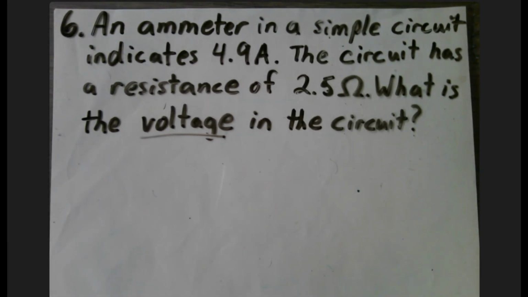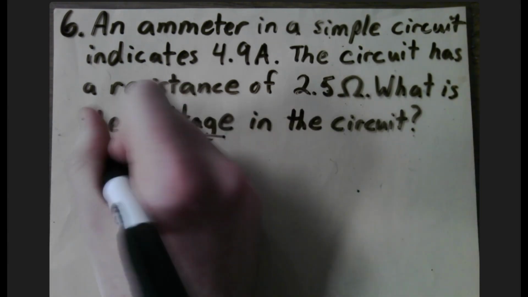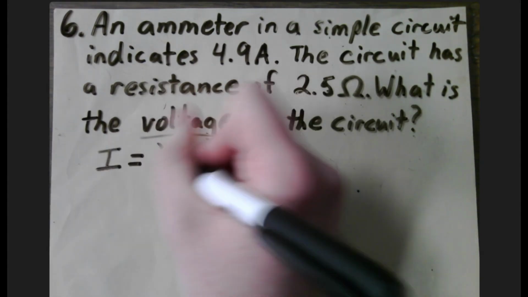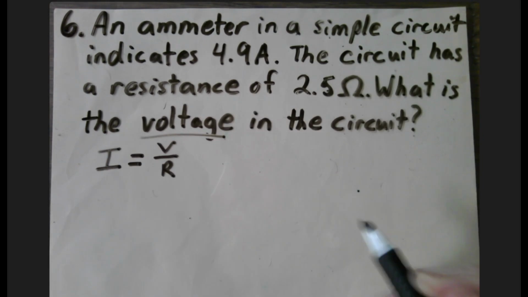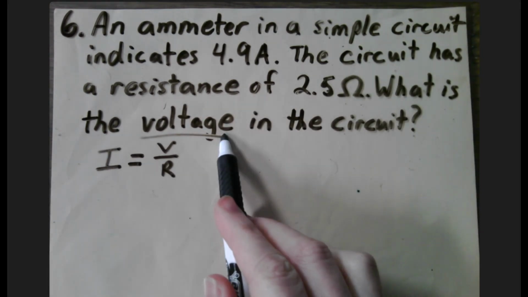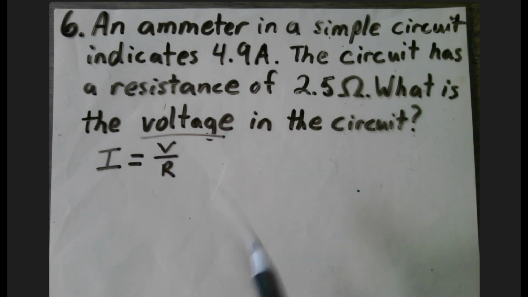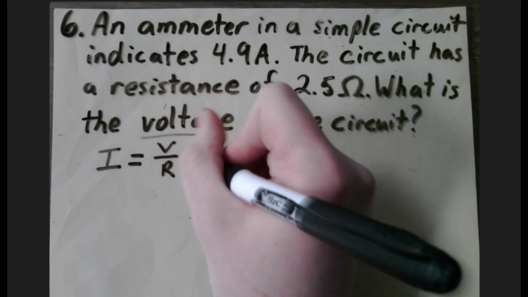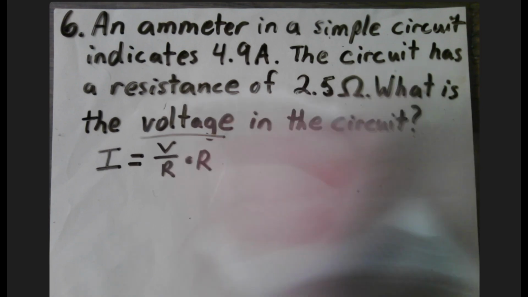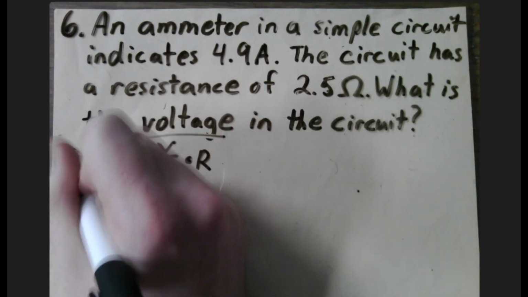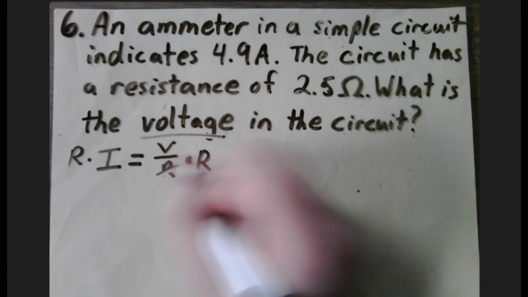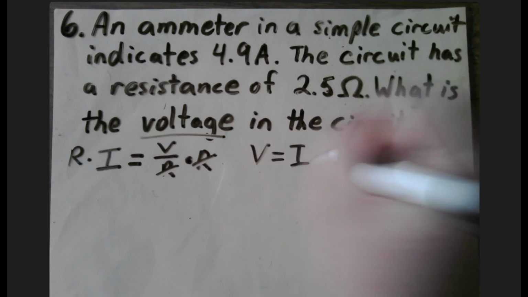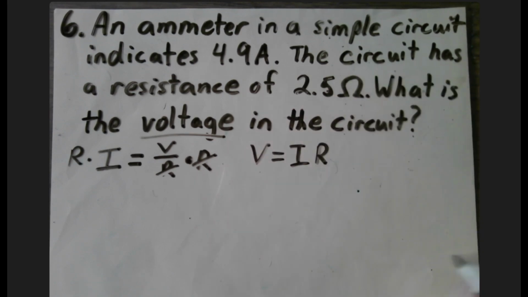And what's our formula? Well, our formula for Ohm's law is current is equal to voltage over resistance. But we need to get to something that'll equal voltage. So we have to get V by itself. The opposite of division is multiplication. So we're going to multiply our R on both sides. Those R's cancel out, and we are left with V equals current times resistance.